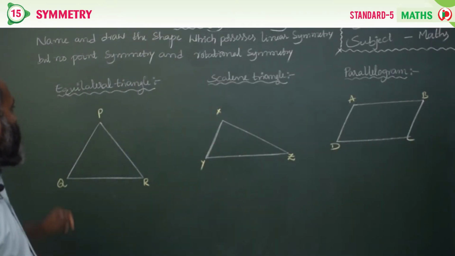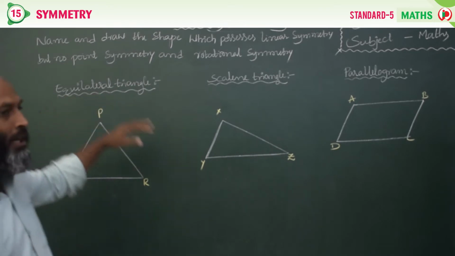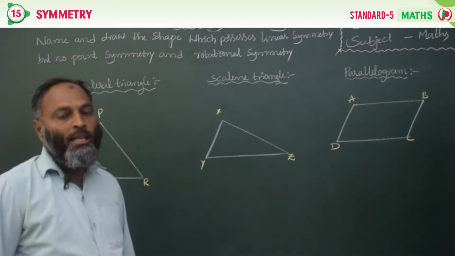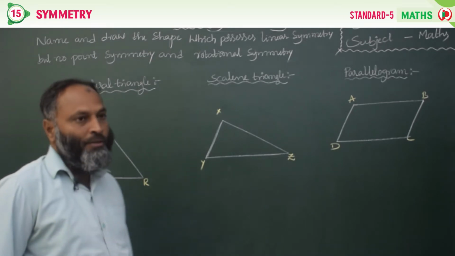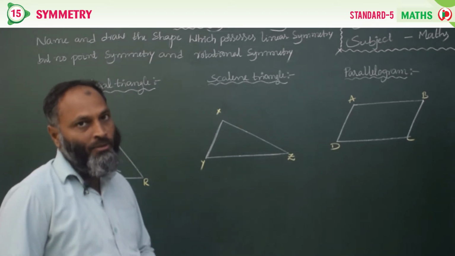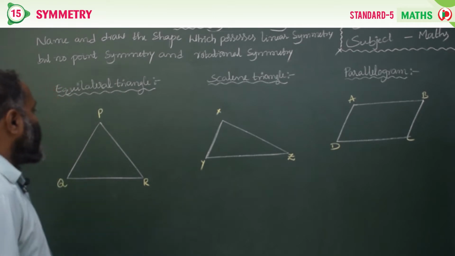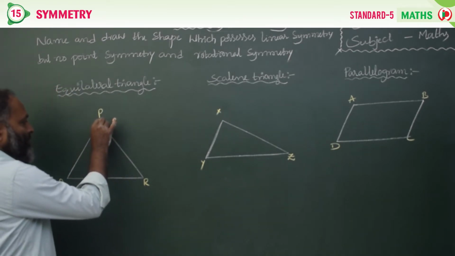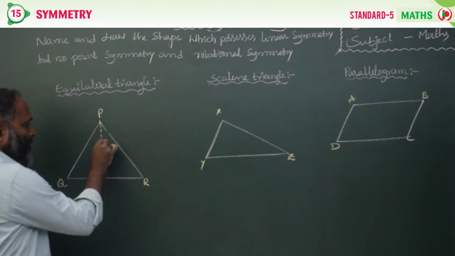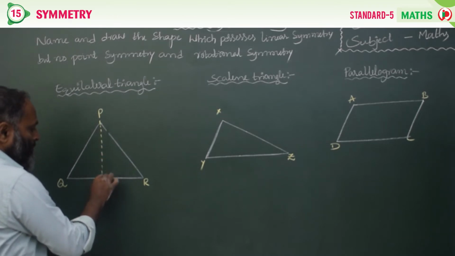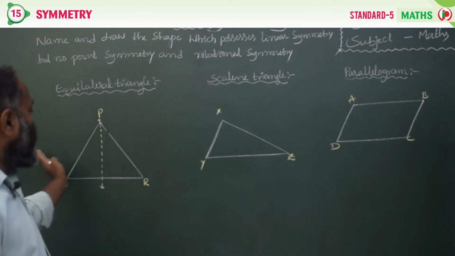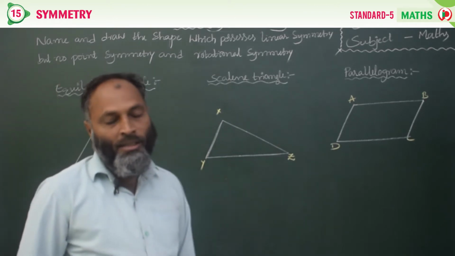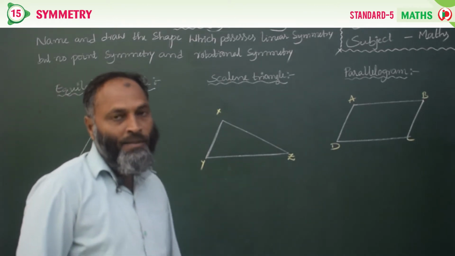Now students, see here. The next one is the equilateral triangle. In this equilateral triangle, how many lines of symmetry do we have? What about the point of symmetry? And what is the rotational symmetry? See here, for the line of symmetry, if you draw a vertical line, this vertical line divides the triangle into two equal halves, two identical shapes, left and right. So this is a line of symmetry.